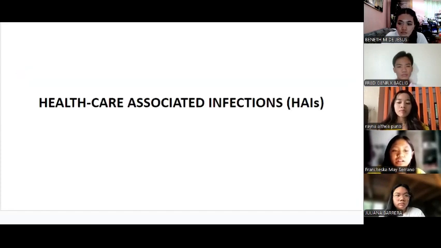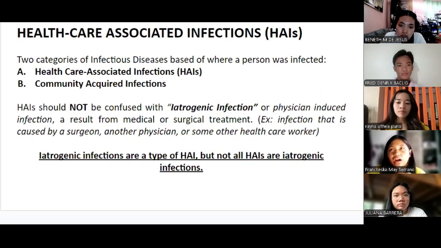So what are healthcare-associated infections? HAIs, from the word itself, are infections that we acquire inside a healthcare facility. Harboring or getting an infection can be categorized into two categories. First one is HAIs, and the second one is community-acquired infections. Community-acquired infections are those infections that we acquire outside, for example, outside a hospital or outside a clinic, such as our house, our school, and the likes.